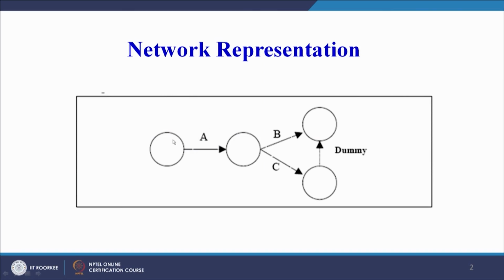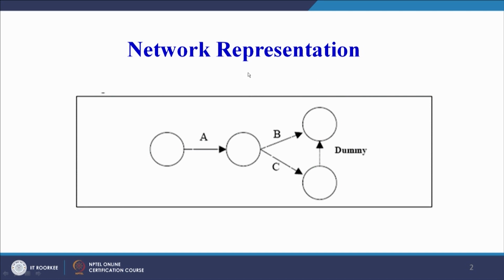So first thing that we must learn is where is the activity and where is the event. The circles are representing the events and the arrows are representing the activities. Here we see activity A: this is the start node or start event for activity A, this is the finish node for activity A, this is the beginning node for activity B and activity C, and this is the finishing node for activity C, and this is the finishing node for activity B as well as activity C through this dummy activity.